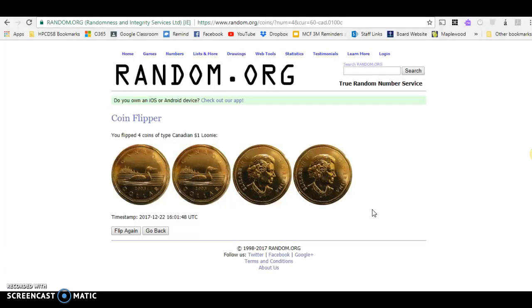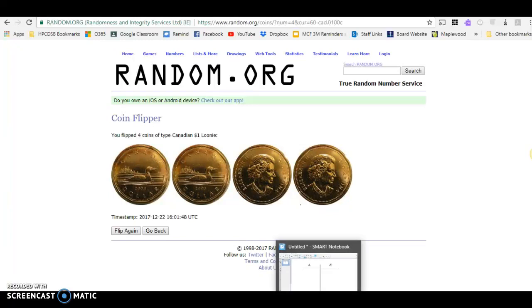And here the event has happened because I got 2 heads and 2 tails. So heads in my case would represent girls, tails would represent boys, and in this case you can see I have 2 of each. That means I have 2 boys and 2 girls. So in this situation the event actually happened.